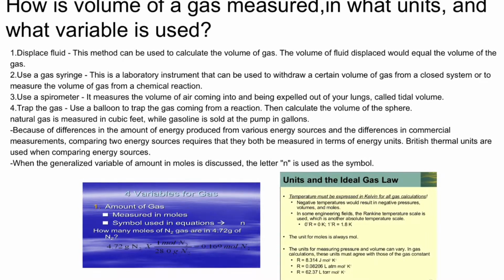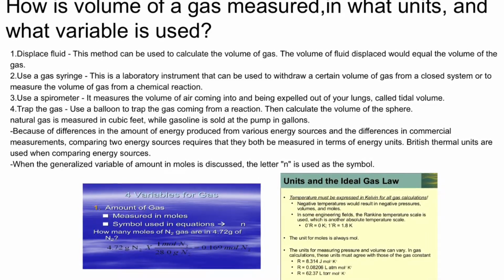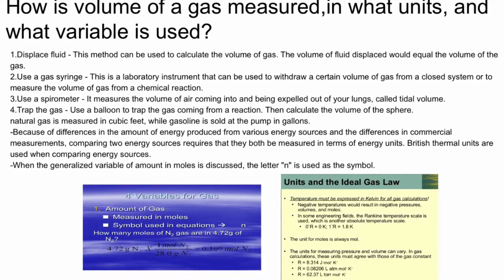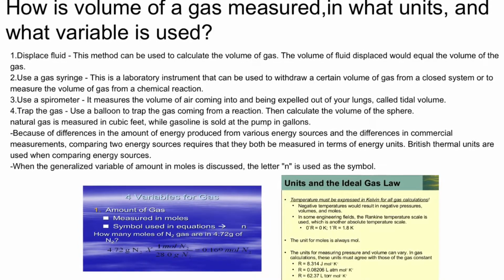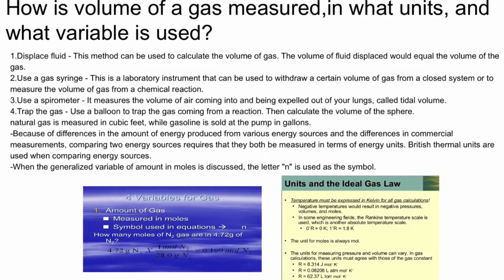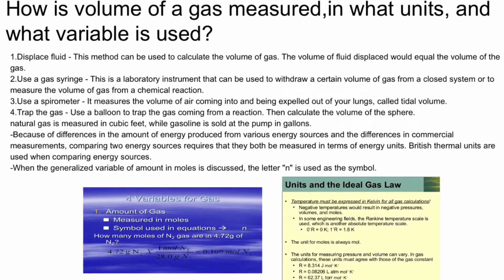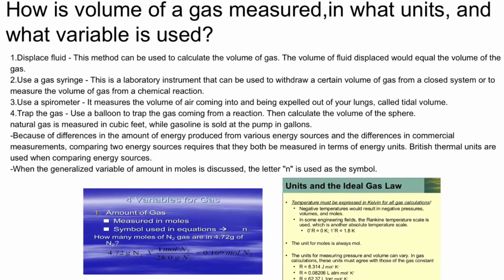How is volume of a gas measured, in what units, and what variable is used? Displaced fluid is the method that can be used to calculate the volume of a gas. The volume of fluid displaced would equal the volume of the gas. You can use a gas syringe, which is a laboratory instrument that can be used to withdraw a certain volume of gas from a closed system or to measure the volume of a gas from a chemical reaction.